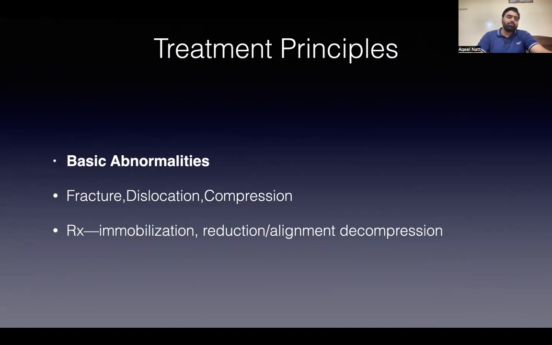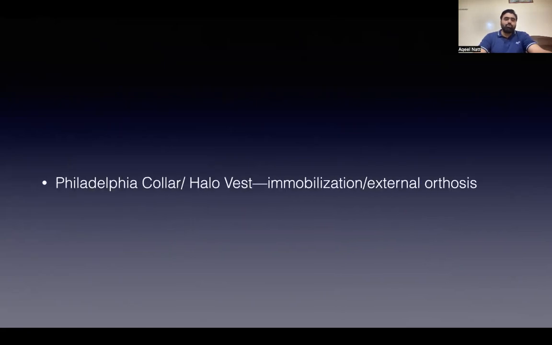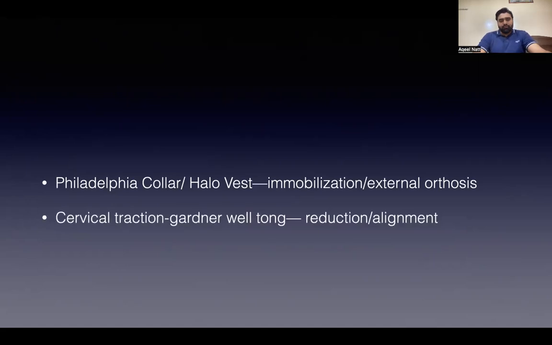So, similar to the principle of management of any fracture or bony abnormality, you first immobilize that bone, you reduce or align, and then decompress. How do you do this? You immobilize with the help of Philadelphia collar or halo vest. You reduce and immobilize with the help of cervical traction. It's Gardner-Wells.